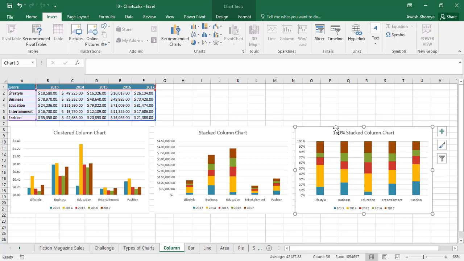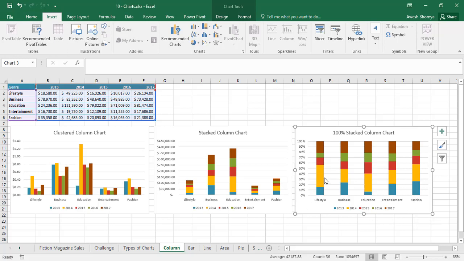So if I go to analyze the total revenue for a particular genre, then it will be difficult to analyze it using a 100% stacked column chart. But yes, when I look at this, I know that education magazines are the highest in terms of the total values when compared to the other genres. But in this case, it will be easier for you to compare within a particular genre.